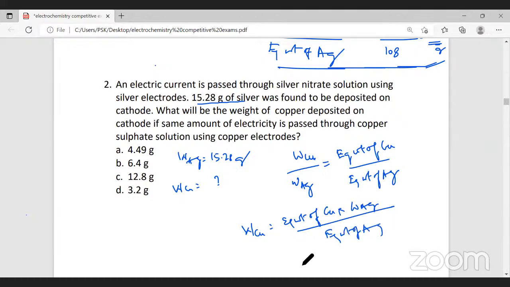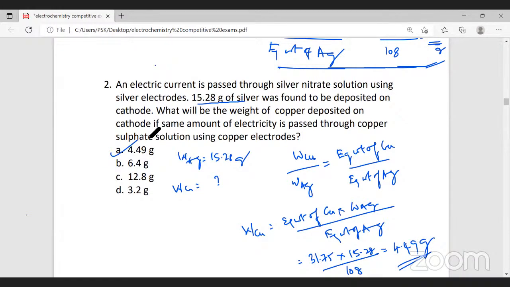What's the equivalent weight of copper? 31.75. What's the weight of silver? They've given you 15.28, divided by the equivalent mass of silver, which is 108. On simplification, the answer we will get is around 4.49 grams. Hence, the answer for this question is option A.